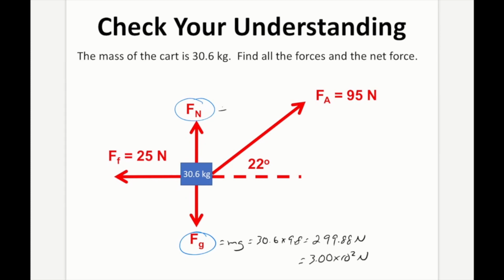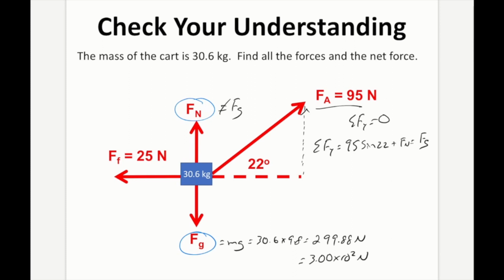Now Fn is not equal to Fg, and the reason for that is this guy right here, our F applied. This F applied is going to take some of that force away. Remember, we need to have the net force in the y direction equal to 0. To get that, we're going to need to add up all the Fy's. Sum of the Fy is going to equal the component of Fa, so it's going to be 95 sine 22 plus Fn, and those together are going to equal Fg. And we just found out what Fg was.